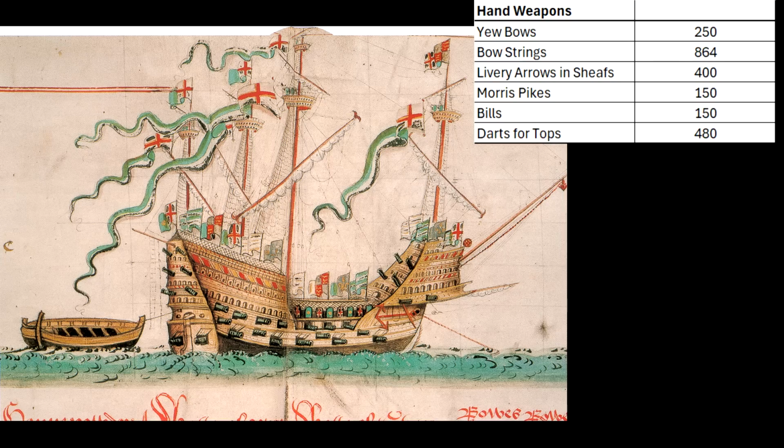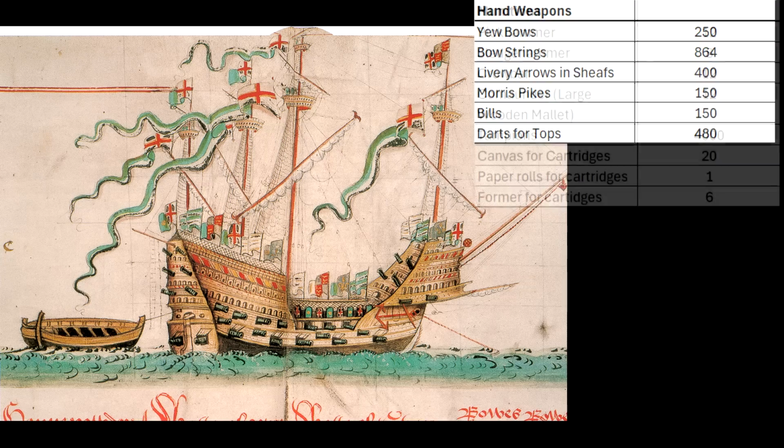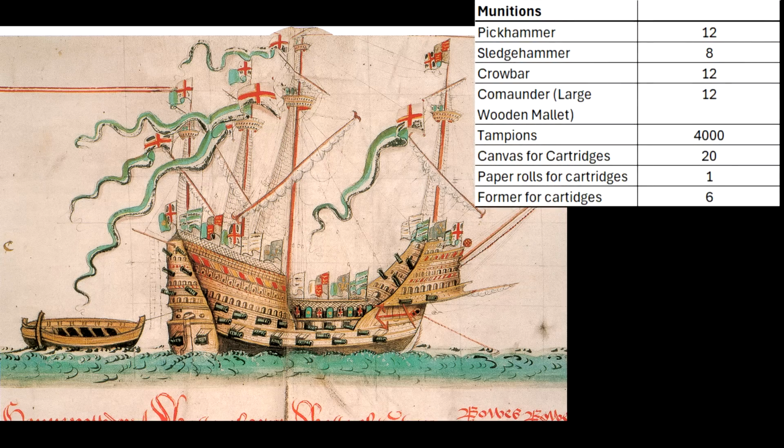But pikes and bills only drop by about a quarter, whereas the crew numbers have dropped by almost 40%. So again, this is perhaps indicating that what hand-to-hand weaponry is equipped on Mary Rose is perhaps more designed for defensive work than offensive work, maybe. And this more gunship role is, again, perhaps reflected in the munitions, because you've got 80% of the tampions and actually a lot of canvas for cartridges, but the paper rolls for the smaller handguns and so forth are quite diminished.